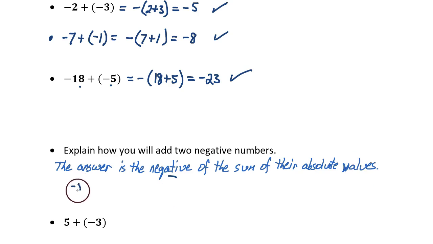We could apply this rule to this math problem. We want to add these negative numbers. The answer is the negative of the sum of their absolute values. The absolute value of -5 is 5, the absolute value of -2 is 2, and 5 and 2 is 7.